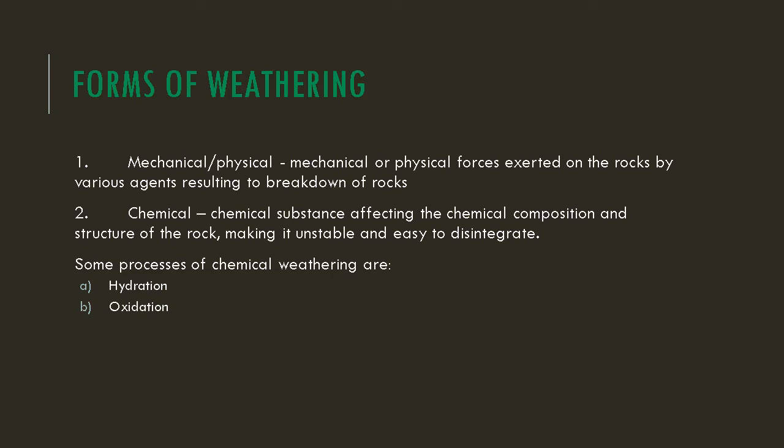We have oxidation. This is the addition of the oxygen molecule upon the rock, and as a result, an example is iron. When iron 2 reacts with oxygen, then you get iron oxide, and as a result you find that the chemical composition of that rock changes and therefore becomes easy to disintegrate.